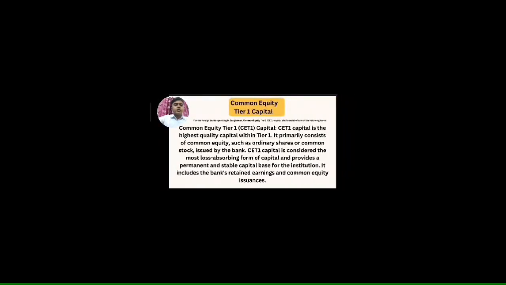Common equity Tier 1 capital. Common equity Tier 1 capital is the highest quality capital within Tier 1. It primarily consists of common equity such as ordinary shares or common stock issued by the banks. Common equity Tier 1 capital is considered the most loss-absorbing form of capital and provides a permanent and stable capital base for the institution. It includes the bank's retained earnings and common equity issuance.